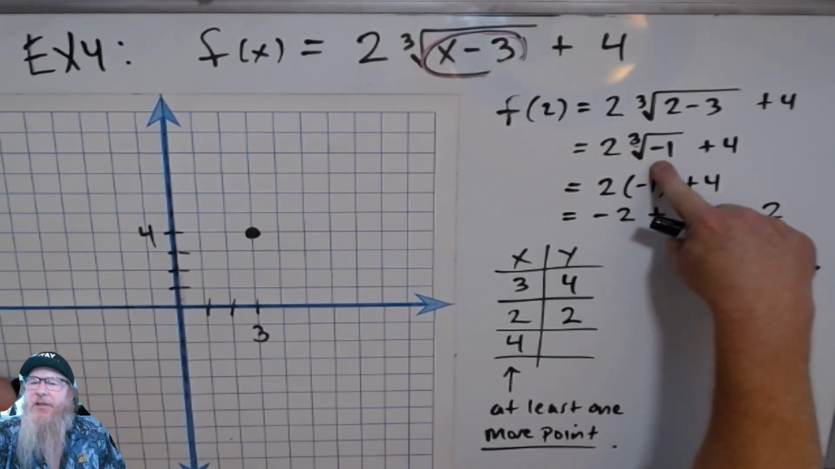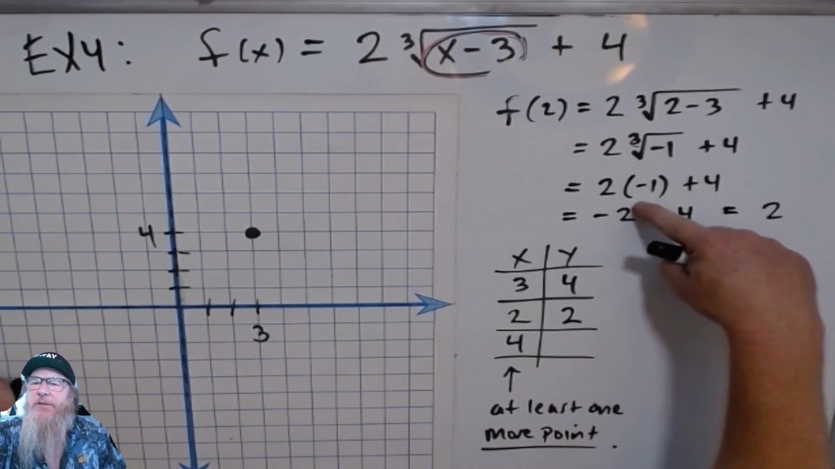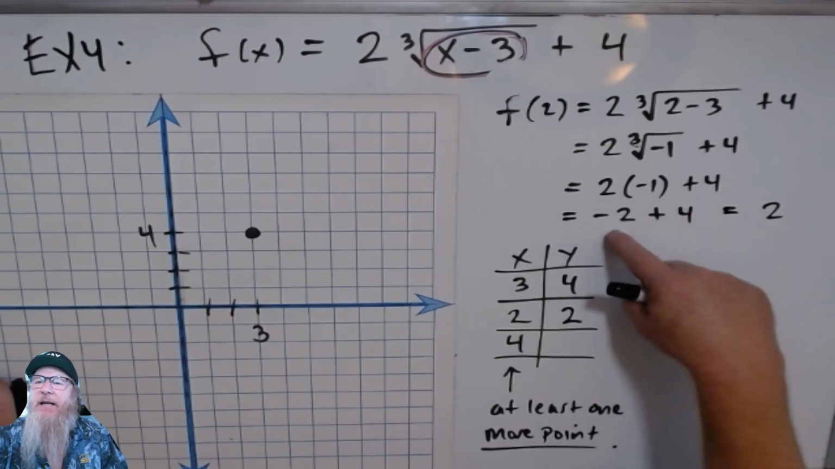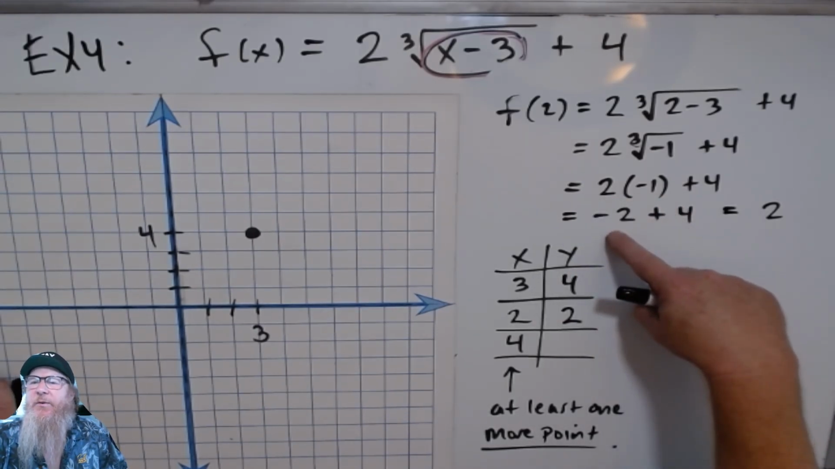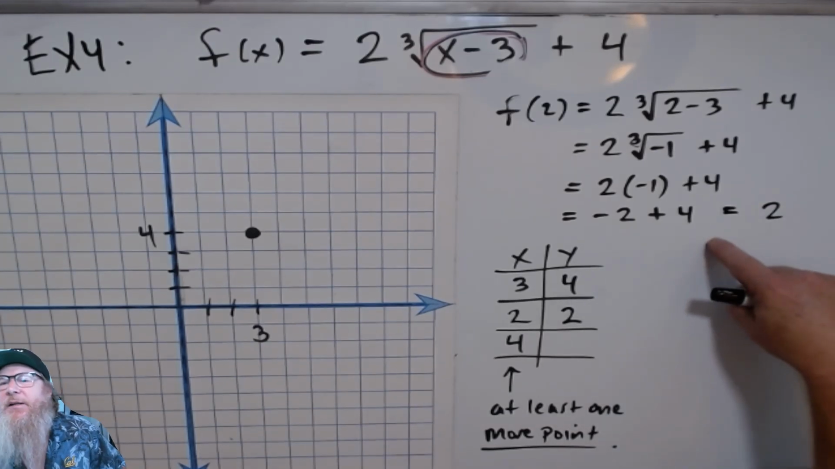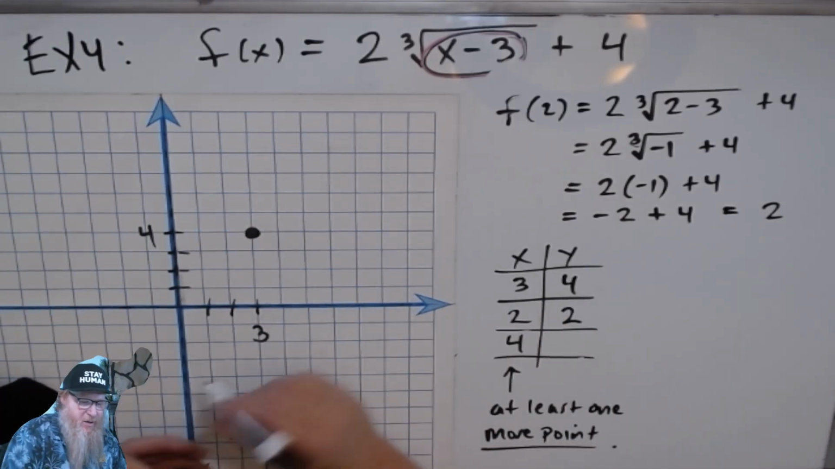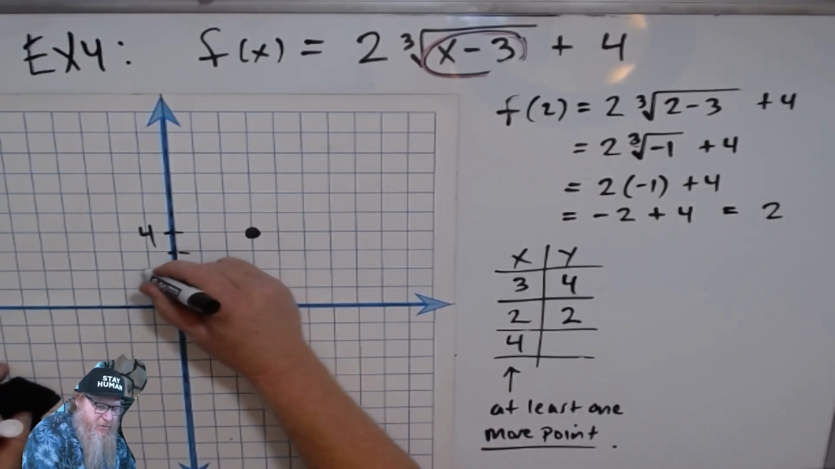So I take the cube root of -1, which is still just -1. Then I multiply 2 times -1. I get -2. Then I do the +4 last. So my final answer is 2, 2. So I'm going to put a dot right here. 2, 2.